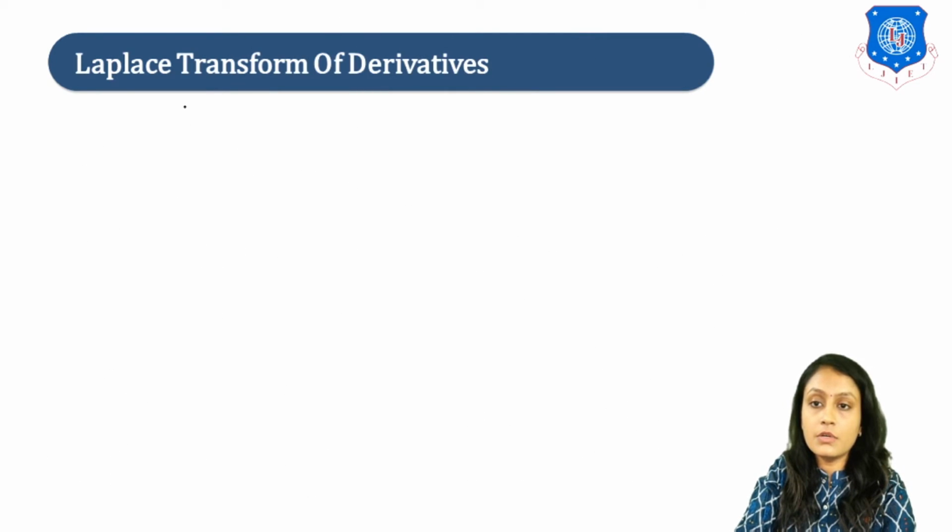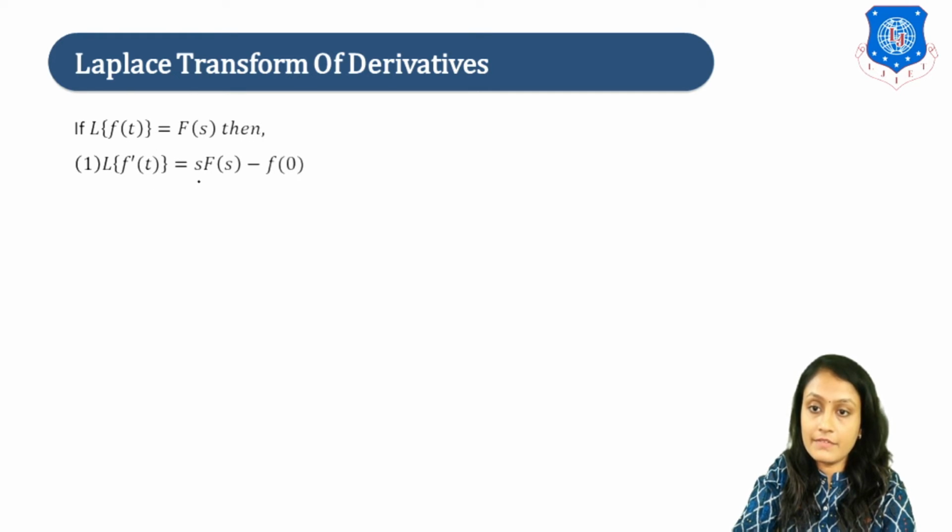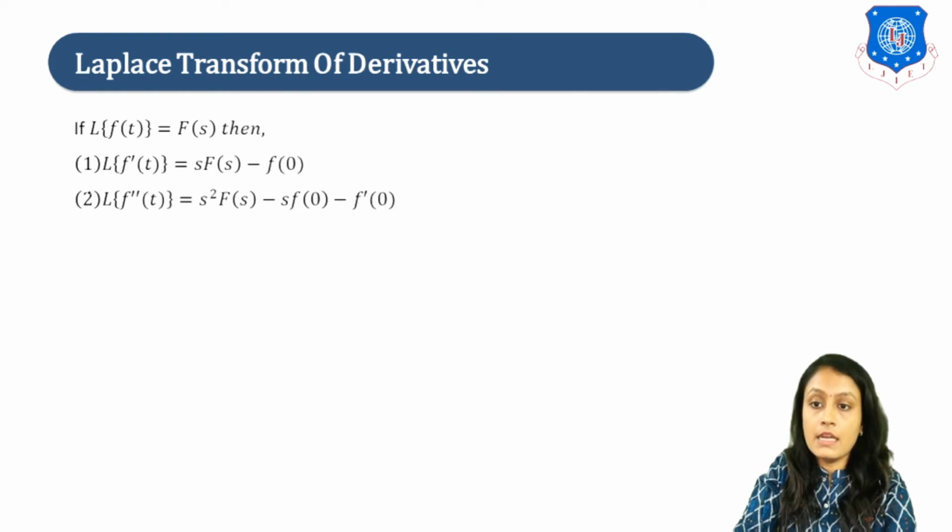Now let's discuss new topic, that is Laplace transform of derivatives. Okay, so if Laplace transform of f(t) is equal to F(s), then Laplace transform of f dash t, okay, its derivative is what? sF(s) minus f(0). Next, Laplace transform of f double dash t is what? s square F(s) minus sf(0) minus f dash 0.